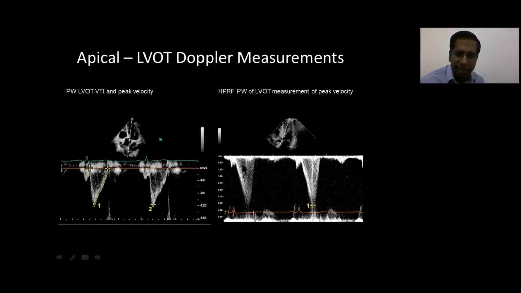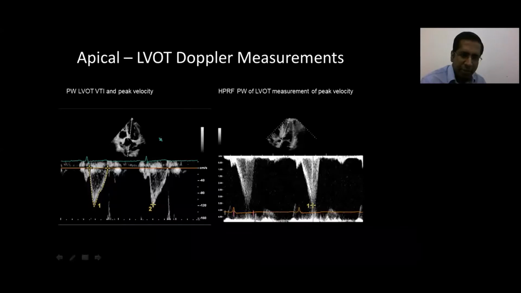So in that particular case, you can either use pulse repetition frequency, which may be an automatic feature in many echo machines, or you can use continuous wave Doppler. Now, where should you place the cursor? You place it in an area of laminar flow, that is blue flow, in the LVOT, where there is no mixing of colors, and keep it as close to the aortic valve as possible, about 5 millimeters or so within the aortic valve.